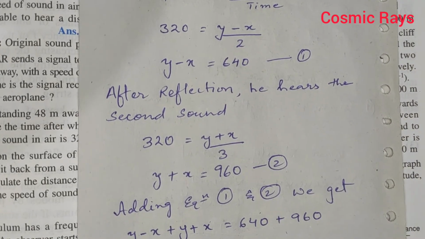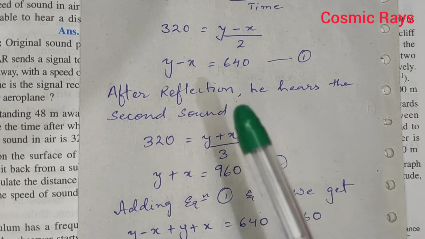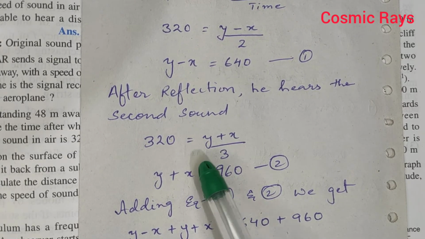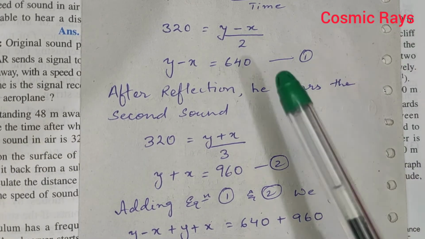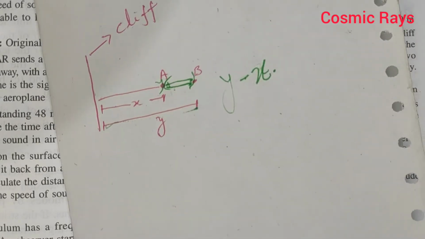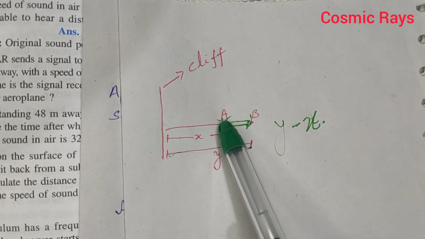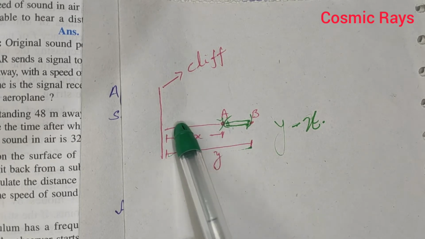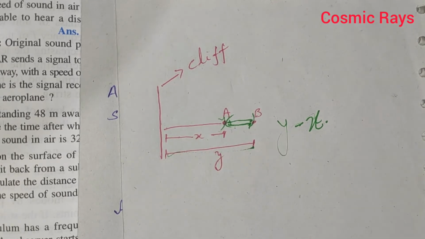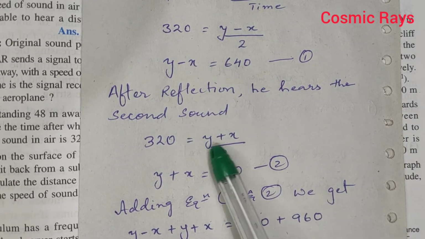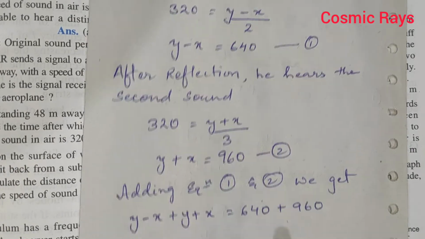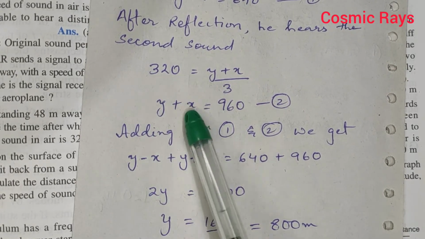Then after reflection, he hears the second sound. Again using the same formula, 320 is equal to, now the second sound comes after the reflection. So after the reflection, the sound has to cover the distance x and y. If you have a confusion, you may have a look. It's being fired from here, from A, so it takes this distance, that is x, and then after reflection it reaches B, that is y. So the total distance is x plus y, or y plus x, divided by the time taken, which is 3 seconds. Now 3 is multiplied this side, so y plus x is equal to 960.